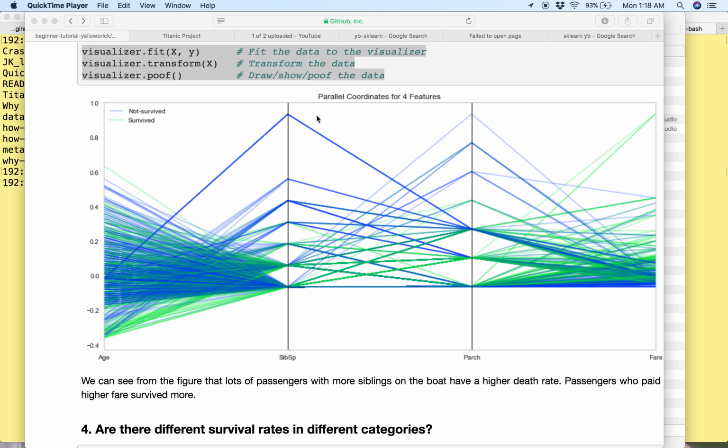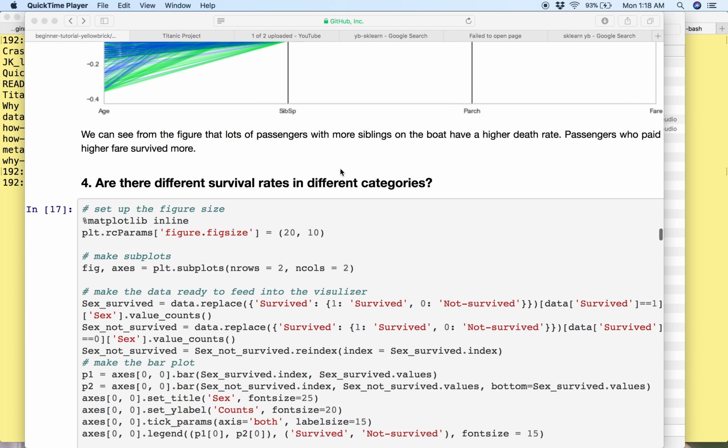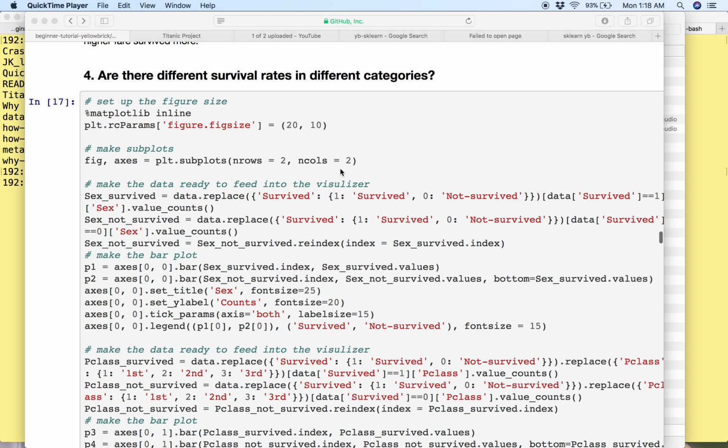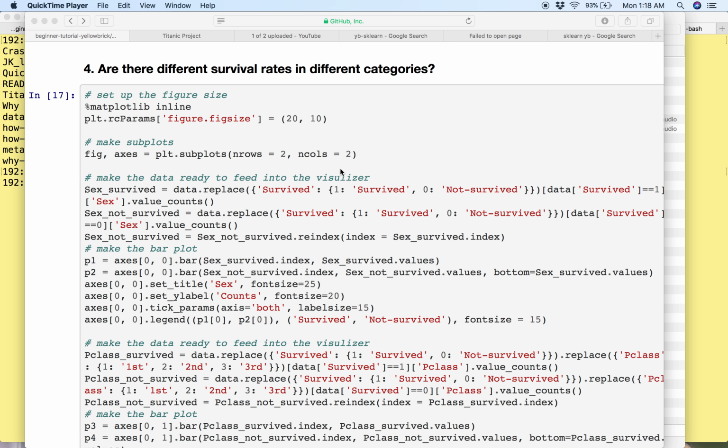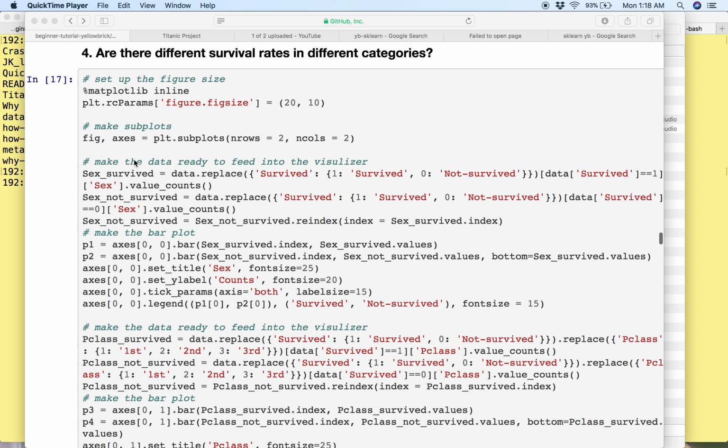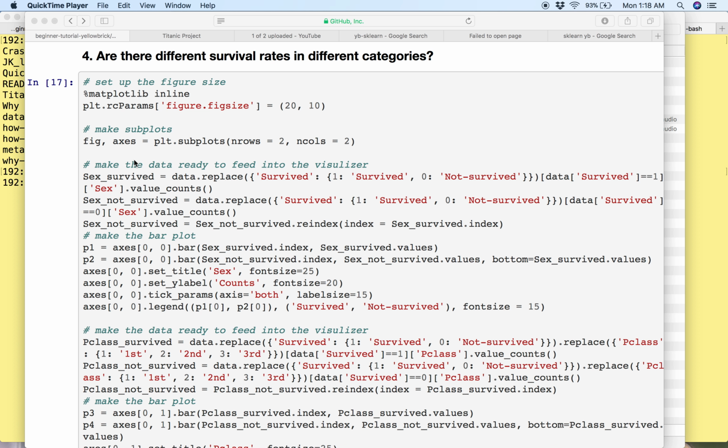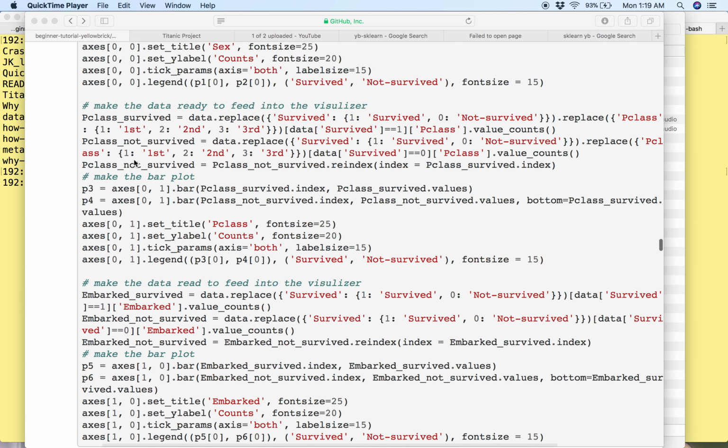And, as we can see, for example, those who paid the higher fare had a higher survival rate, which makes sense. Those traveling with family members or in families had a higher death rate, those kind of things. So that's kind of what we learned from this. And then from here, we're going to use matplotlib in this section to look at the survival rate among different categories.